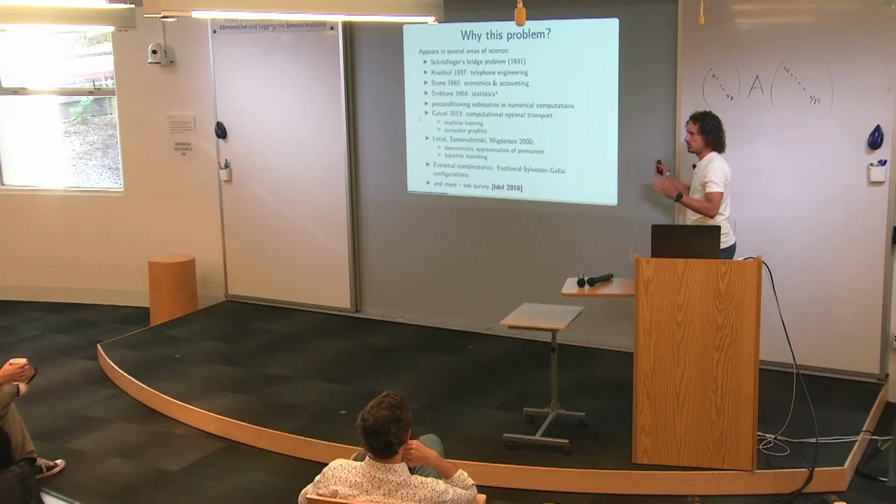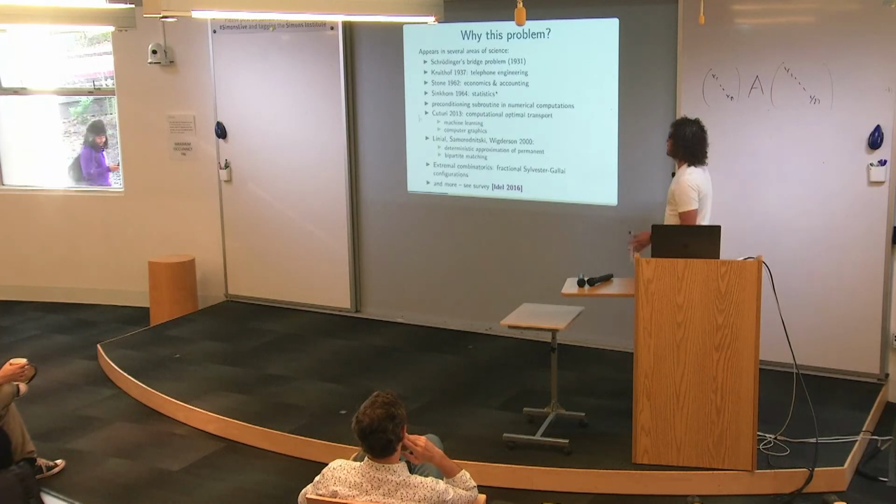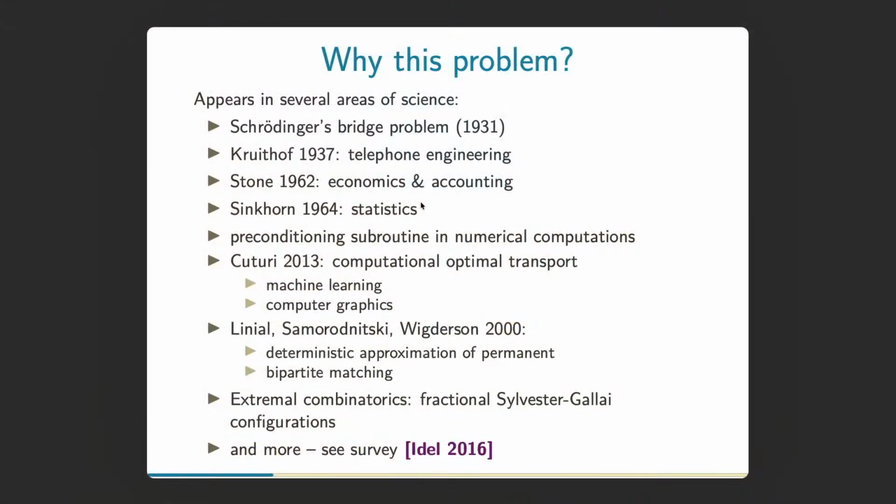Okay. So you asked a bunch of stuff about this problem, but not why this problem. Why would anybody care about it? It turns out this problem is so cool that it appeared in several areas of science, and Schrödinger was not even the first one. Apparently, someone did work on this in the 1910s or so. Every time I give a talk like this, someone gives me another reference, so this list is growing. It appears already in Schrödinger's bridge problem, in 1931. Kruithof, a telephone engineer, used this matrix scaling for telephone forecasting. And then it appears also in economics and accounting.